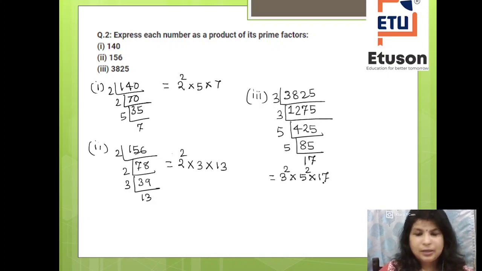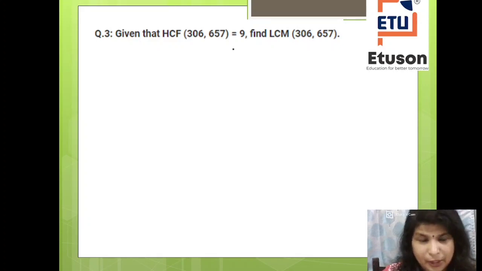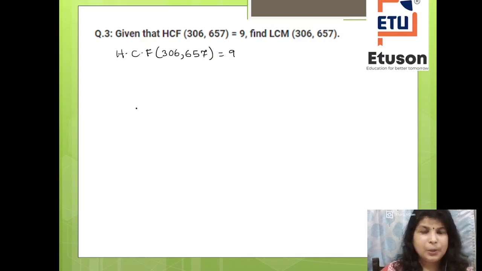Okay children, now we will go to the next important question. What is that? Given the HCF of two numbers, you have to find out the LCM. So if you remember, there is a relationship between the two numbers and their HCF and LCM. So here given is the HCF of 306 and 657 is 9. Okay, you have to find out the LCM.